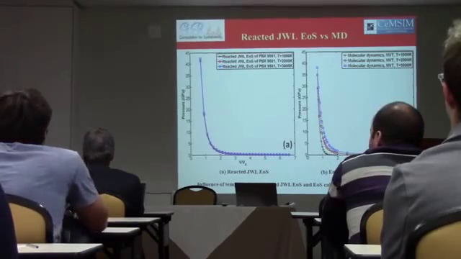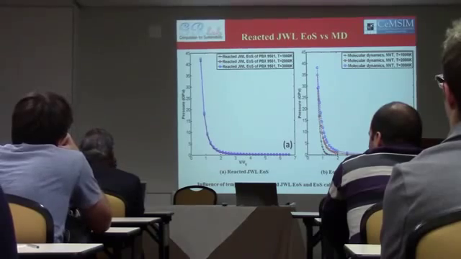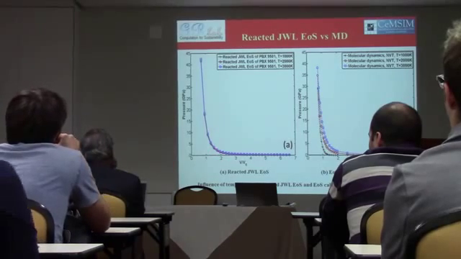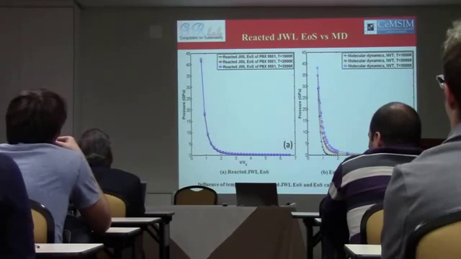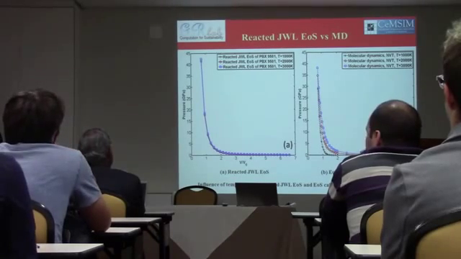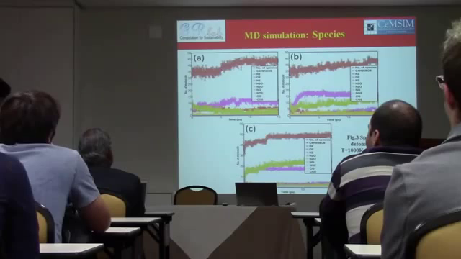But when we look at this JWL, which comes from the empirical solution, it actually doesn't change that much. So there's still some discrepancy there. We don't know how to get it done.